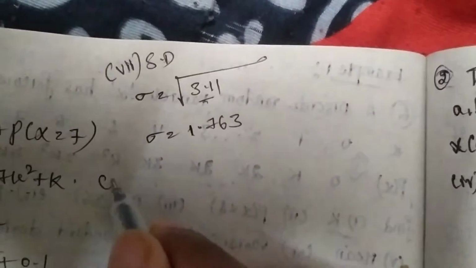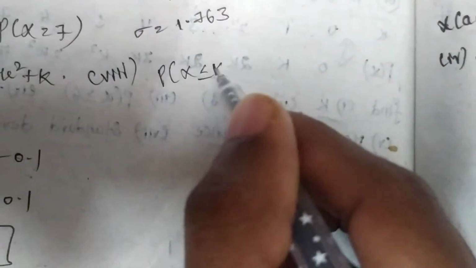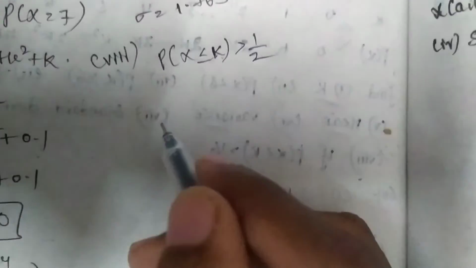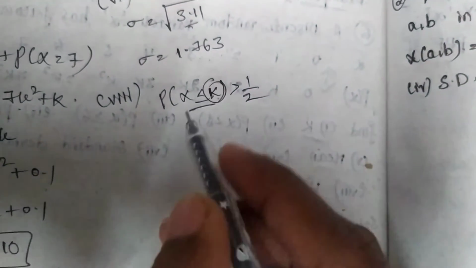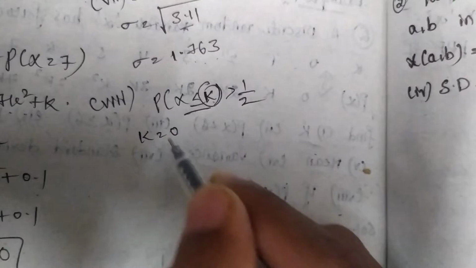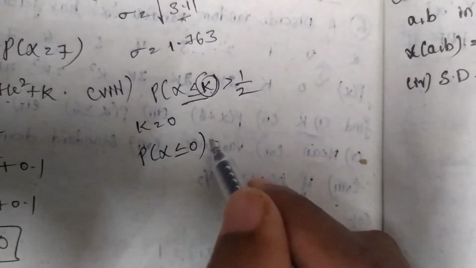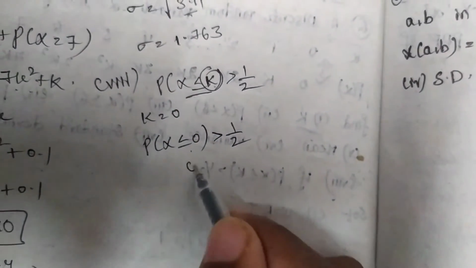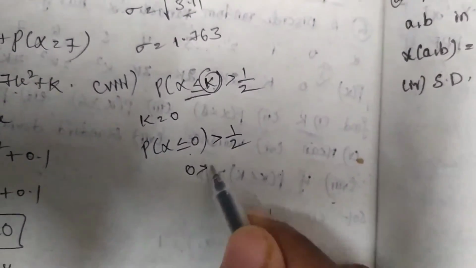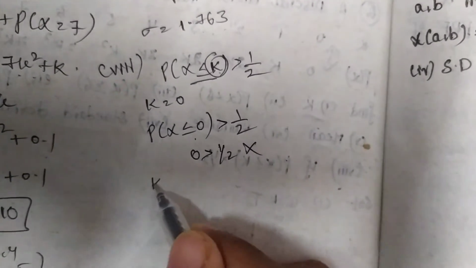Now we have to find P(X ≤ k) greater than 1/2. It means we have to find the maximum value of k. By substituting k equals 0, P(X ≤ 0) greater than 1/2. Here the x equals 0 value is what? 0. That means 0 greater than or equals 1/2. No, it does not satisfy.